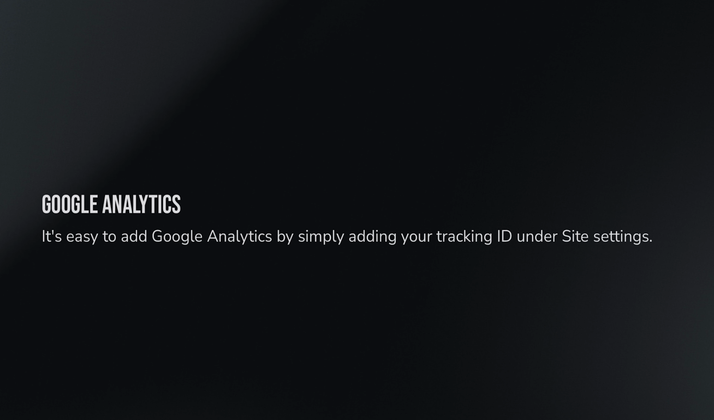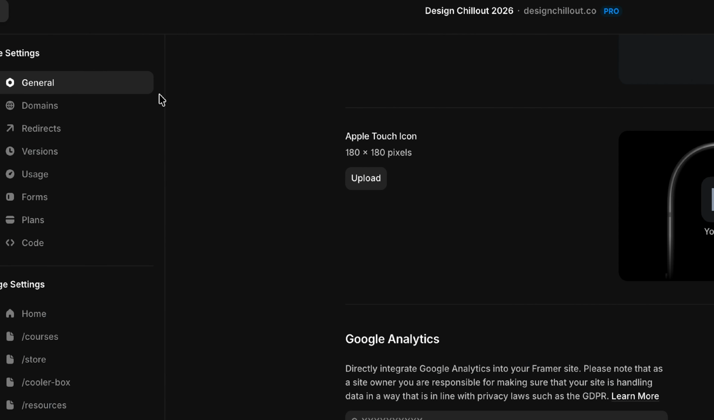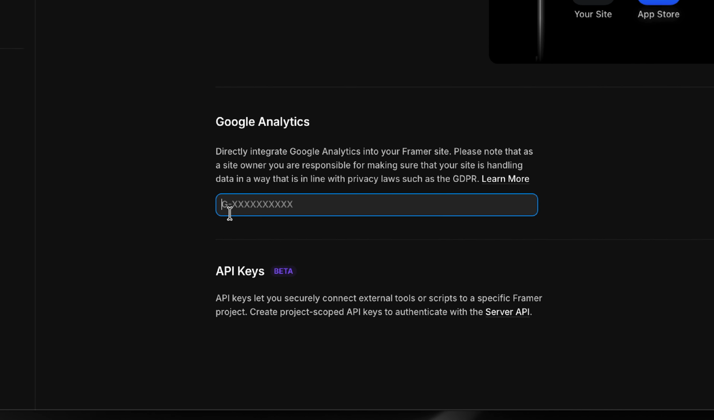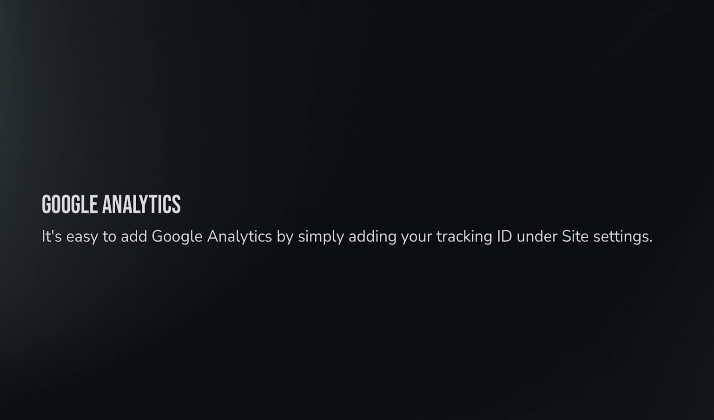Google Analytics. Framer has GDPR compliant analytics built in. However, it's easy to add Google Analytics by simply adding the tracking ID under site settings. Do note that adding third-party analytics may require privacy law compliance depending on the country.